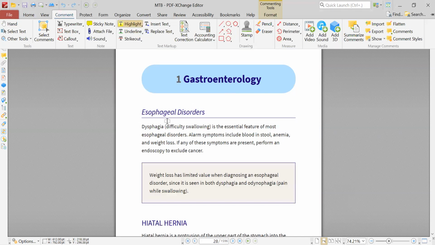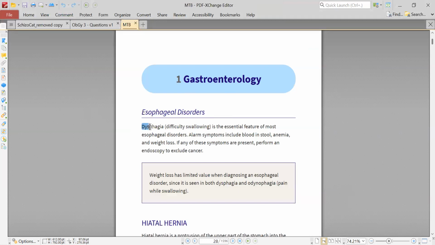Whenever there's any esophageal disorder, the most common symptom will be dysphagia. Dysphagia is actually nothing but difficulty swallowing. It is an essential feature of most of the esophageal disorders. Alarming symptoms: what are the alarming symptoms for the esophageal disorders? It is going to be blood in the stool, anemia, and weight loss.